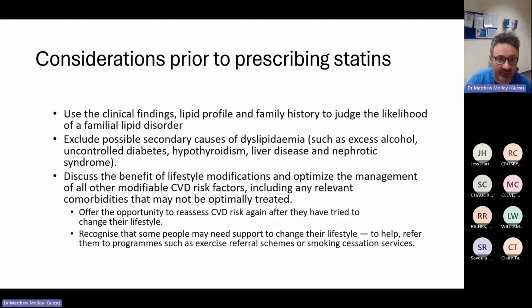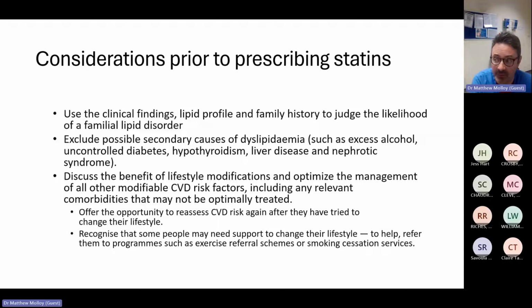Use clinical findings, lipid profile and family history to judge the likelihood of a familial lipid disorder. And I'm going to discuss when we should be suspicious of blood test results which might suggest familial hyperlipidemia. It's also important to exclude possible secondary causes of dyslipidemia, such as excess alcohol. So pick that up in the history and maybe in the blood tests.